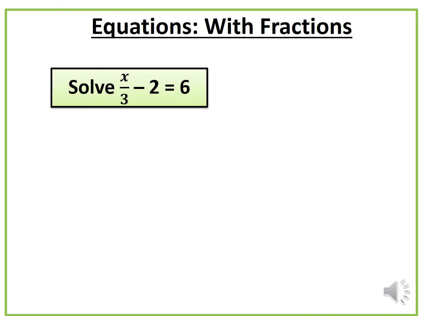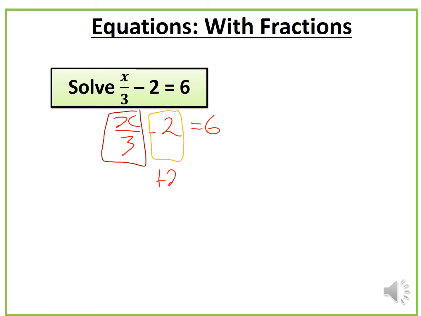Okay, and last but not least, for the final example, we have a fraction involved. So let's rewrite the question first. Minus 2 equals 6. We need to get rid of anything which is not attached to this x term here. This negative 2 is not attached to that x term, so I need to get rid of negative 2. To turn negative 2 into 0, I must add 2 on both sides. The inverse of subtract 2 is add 2.